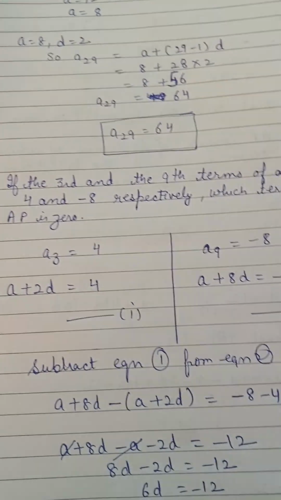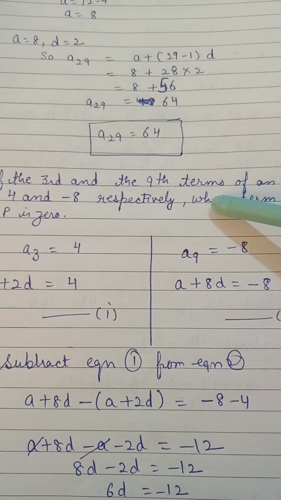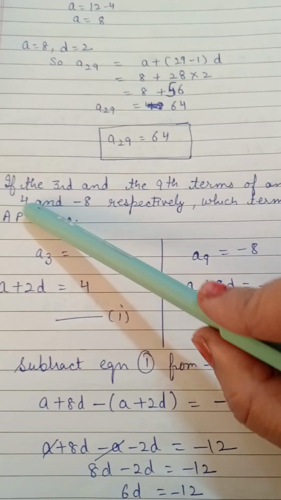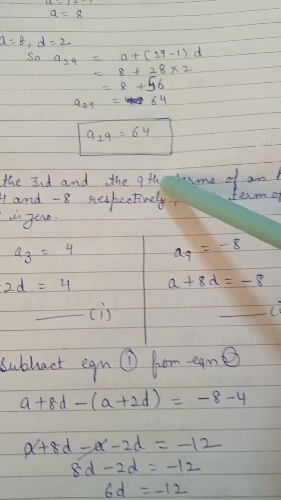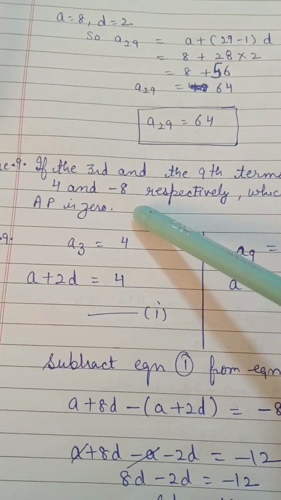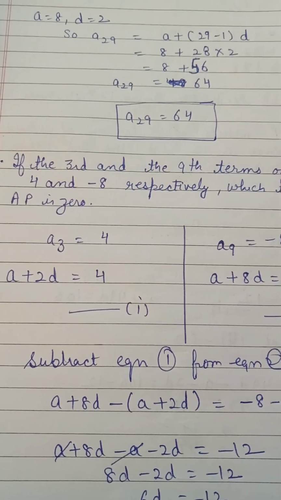Next question is, if the third and the fifth terms of an AP are 4 and minus 8 respectively, the word here respectively shows us that the third term is 4 and the ninth term is minus 8. Which term of this AP is 0? We have to find which term of the AP is 0.